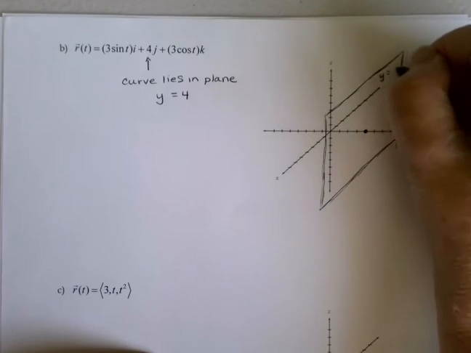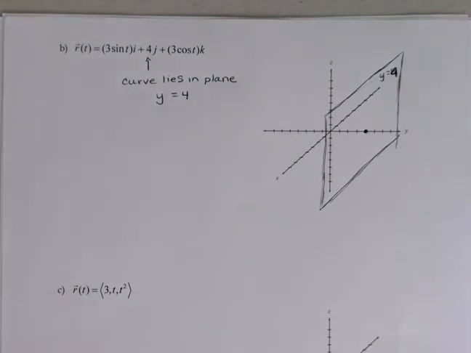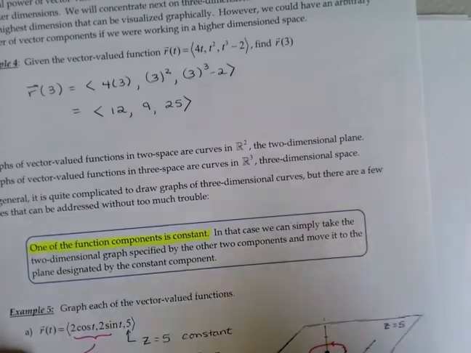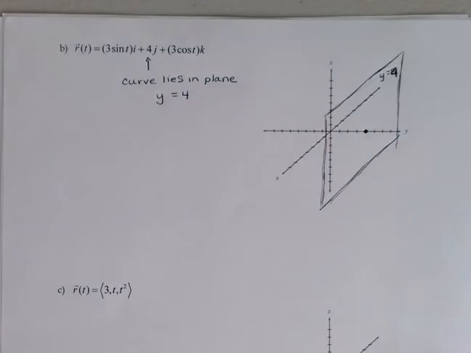In fact, I didn't do it on the last one, but I can even label the plane to make it more obvious to my reader. This was the plane z equals 5, right? This is the plane y equals 4.